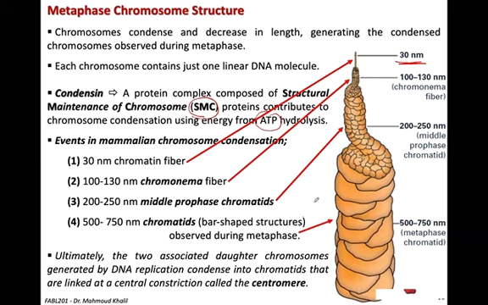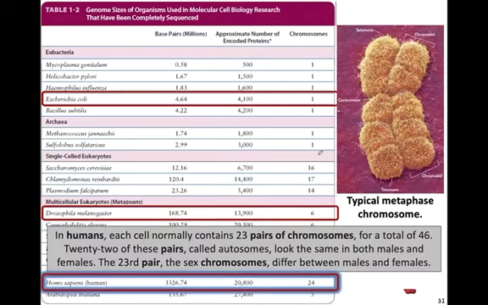Ultimately, the two associated daughter chromosomes, of course, you understand that there are two associated daughter chromosomes, can be generated by DNA replication, and they condense into two chromatids, and soon they bind together by the centromere to form the popular chromosome that we all know.